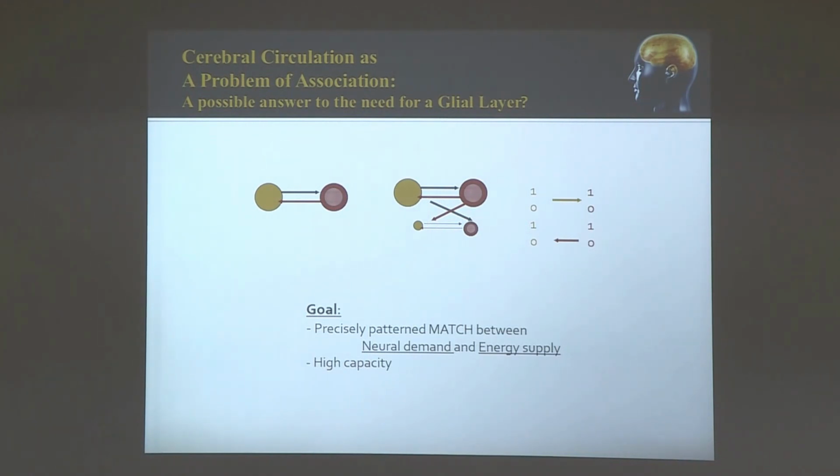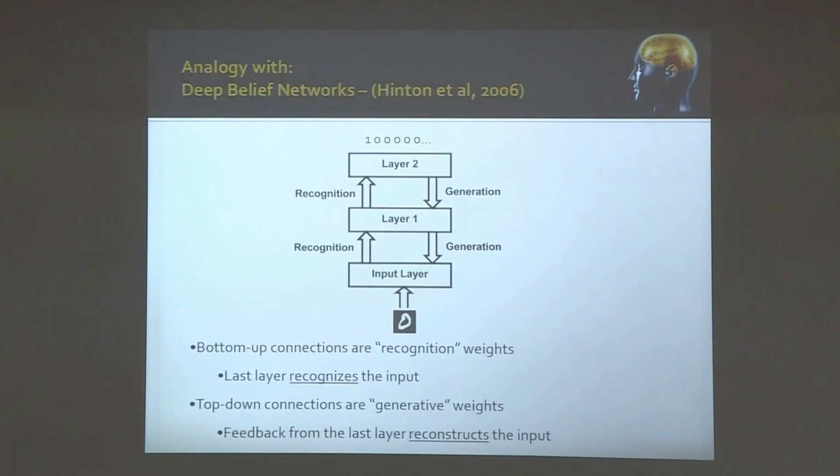blood vessels? The thing is, there should be a precisely patterned match between neural demand, as defined by the spiking rates and all that, and energy supply. So how do you do that? Your problem is posed like this.